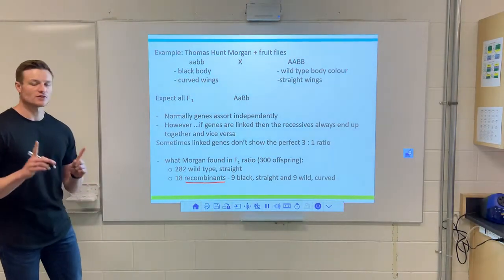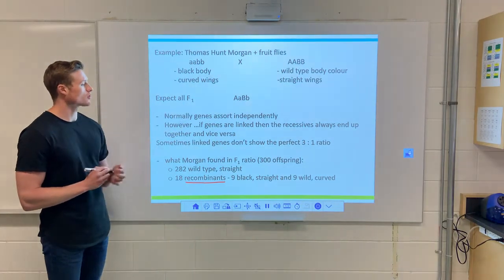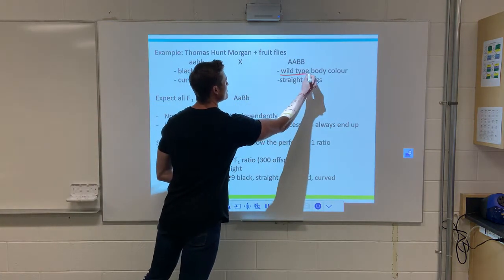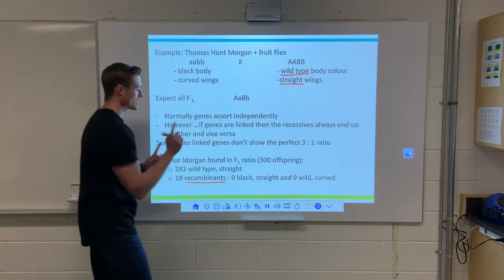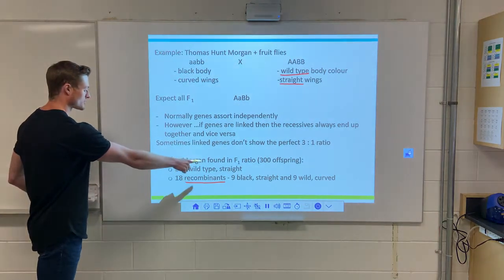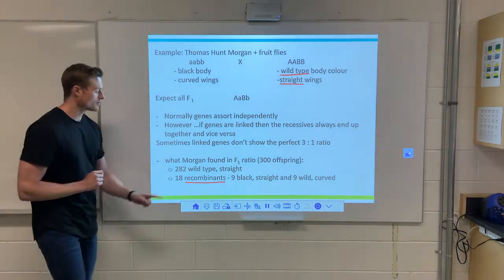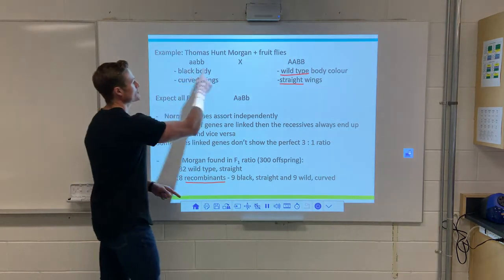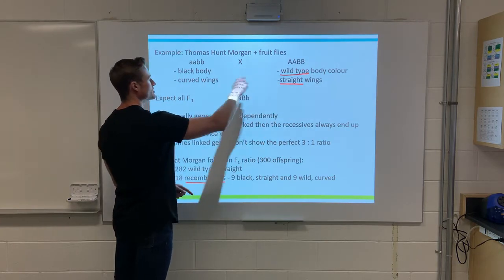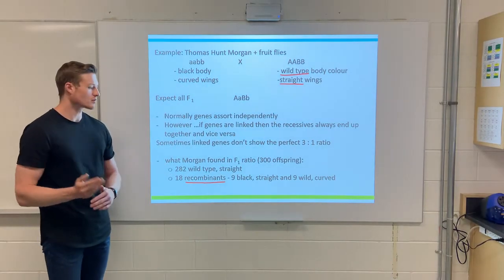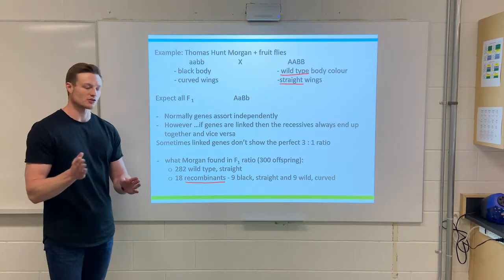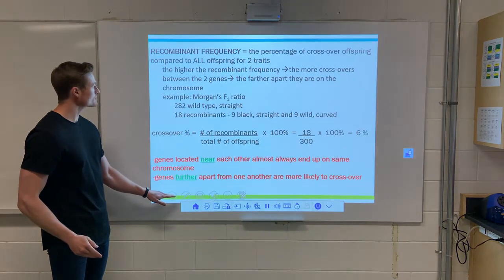So for example, if there are 300 offspring, you would expect all 300 to be hybrids. So they should all have the wild type body color and straight wings. However, only 282 of them had the wild type and straight wings. 9 of them were actually black with straight wings, and 9 of them were wild with curved wings. So we can see that there's some crossing over occurring where we still have a dominant trait, but then a recessive trait as well for the other one. So we see that crossing over occur on the chromosome.